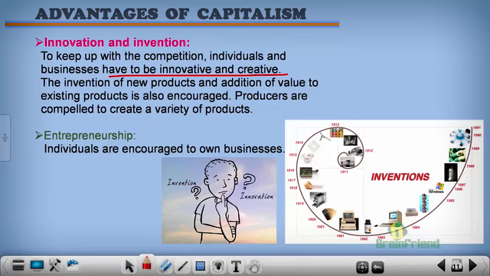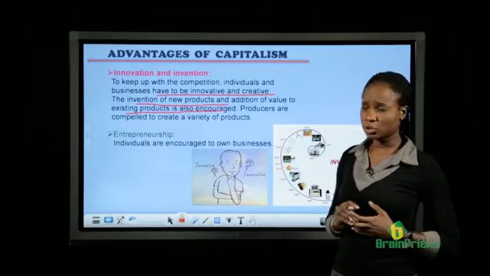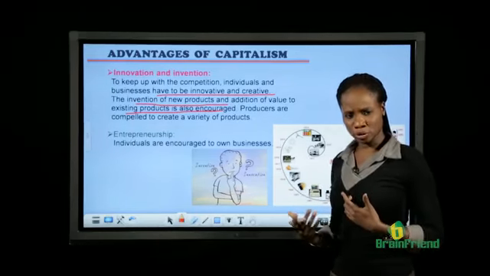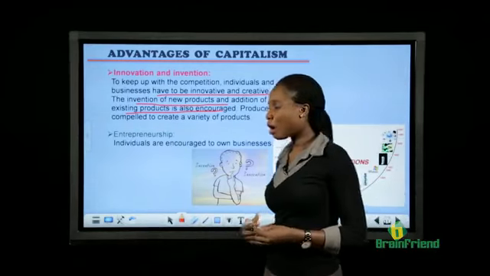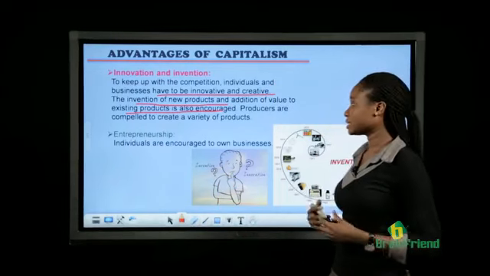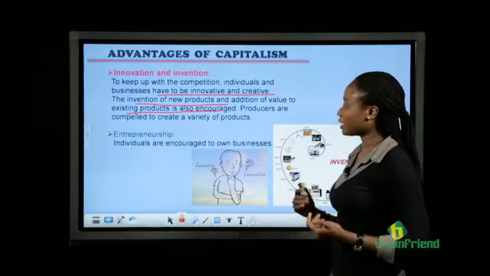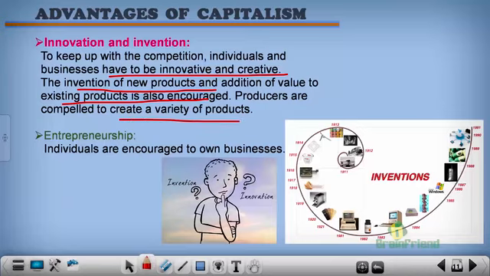While some go ahead to even invent new goods. Either they invent the new goods or they add value to their existing products. So that's one thing capitalism does. It enables the producers of goods and services to either invent new goods or add value to their existing products. And producers are now compelled to create a variety of products, which on the other hand also enables the consumers to have variety at their will to choose from.